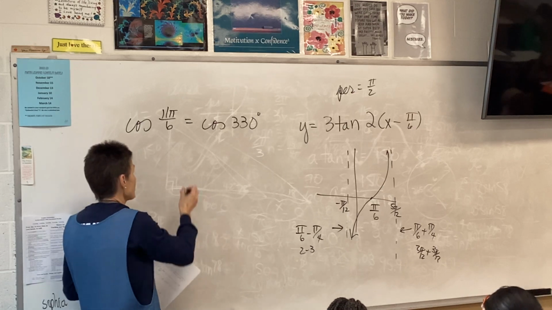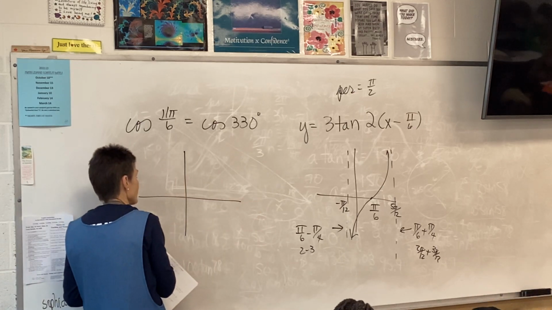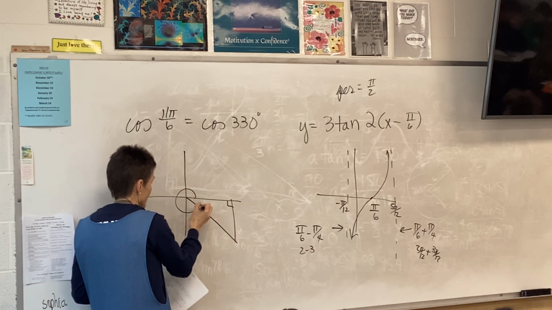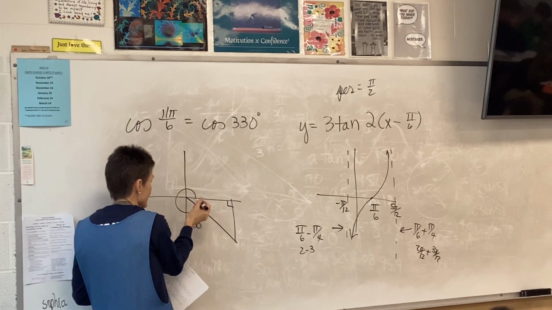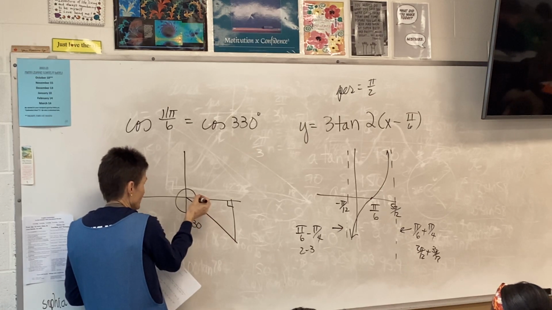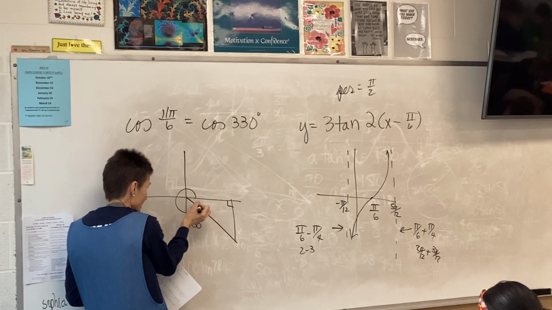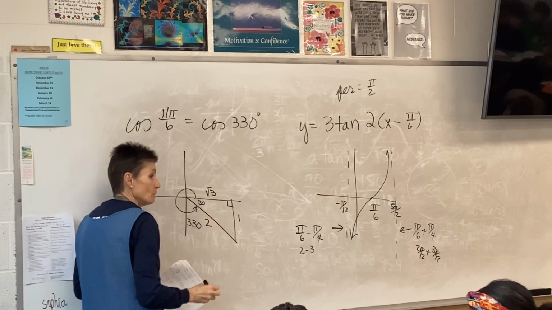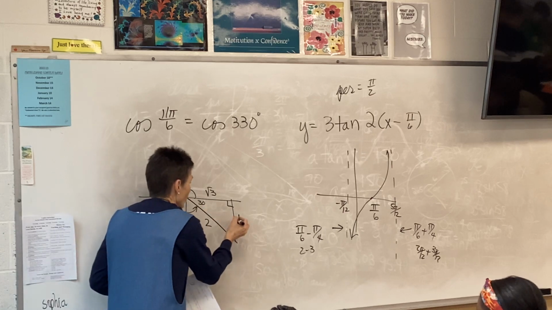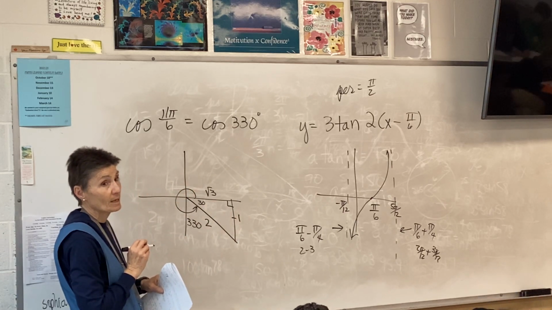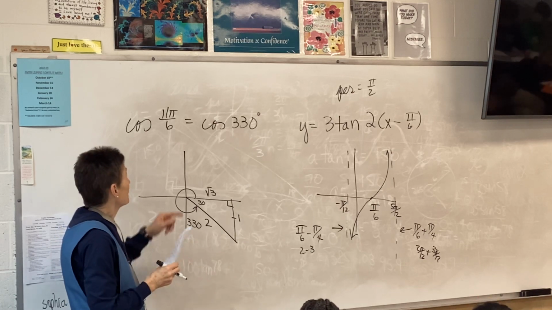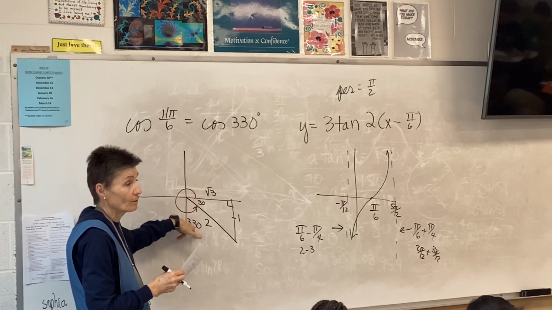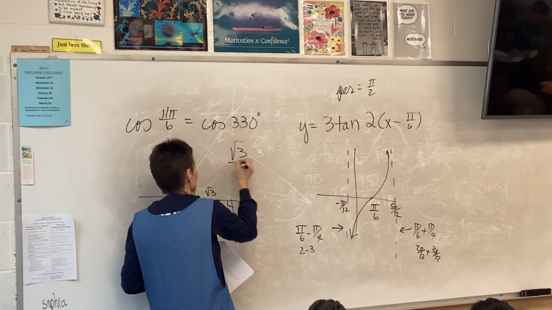Well, where's 330? I've got to draw a picture of it. Bottom right. Isn't 330 down here? Yeah. The important angle is this one, which, since that's 330, is 30, which means 1, root 3, 2, and that one is negative because of where we are. Cosine is adjacent over hypotenuse, so the answer is root 3 over 2.